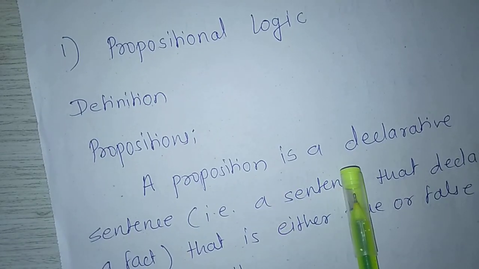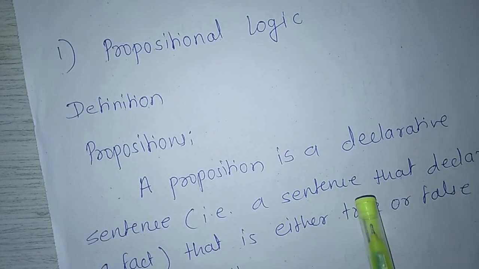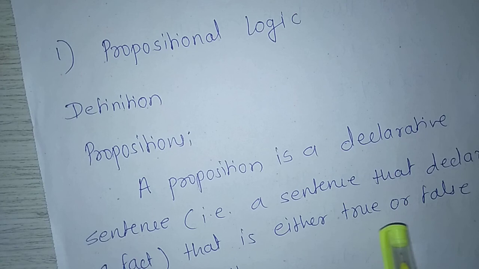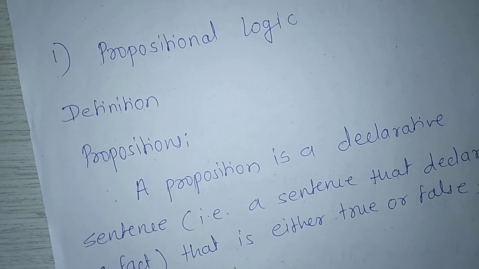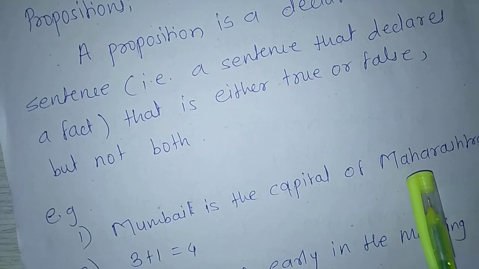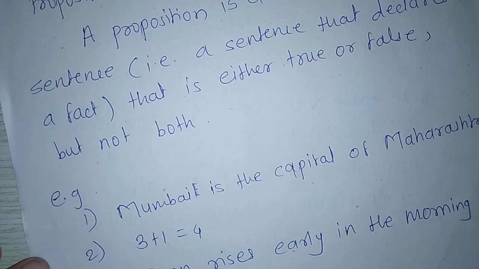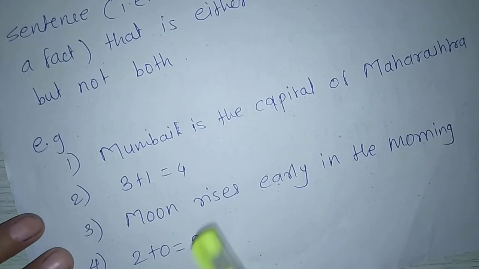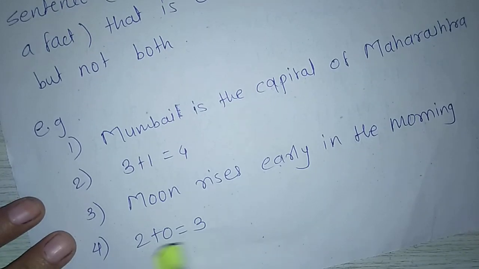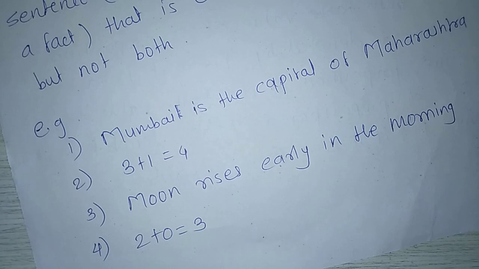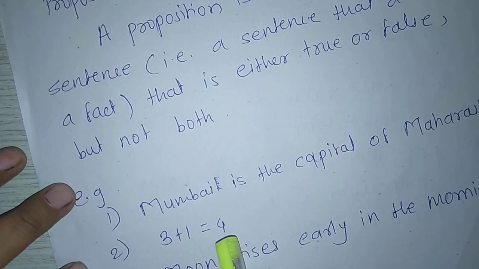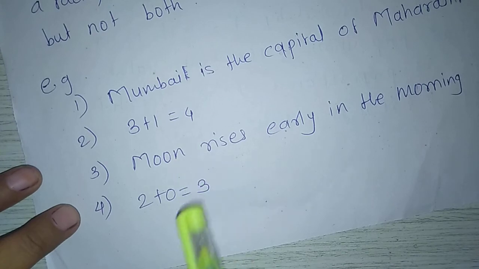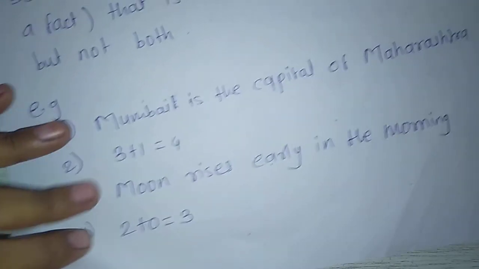A proposition is a declarative sentence, that is, a sentence that declares a fact that is either true or false but not both. For example: first, Mumbai is the capital of Maharashtra. Second, 3 plus 1 equal to 4. Third, the moon rises early in the morning. Next, 2 plus 0 equal to 3. Propositions first and second are true, whereas third and fourth are false.